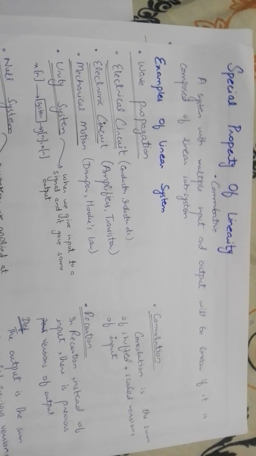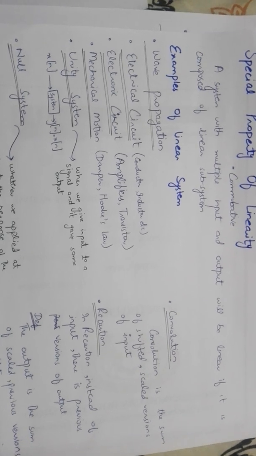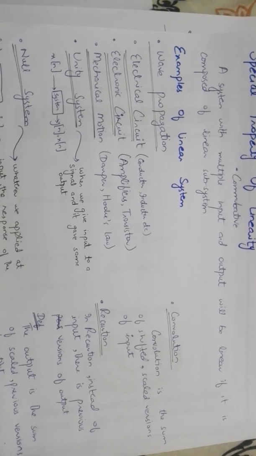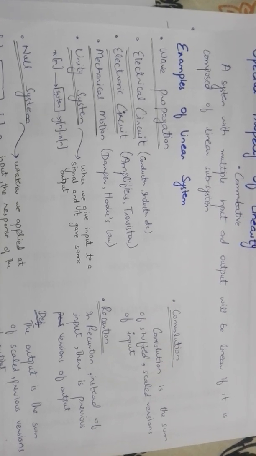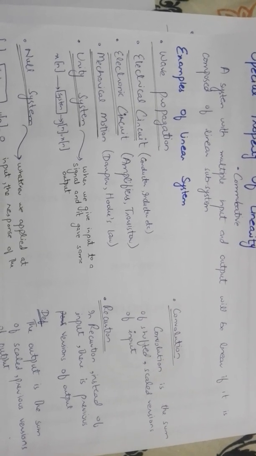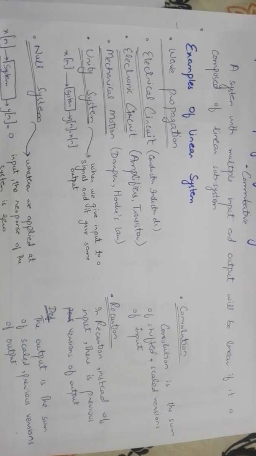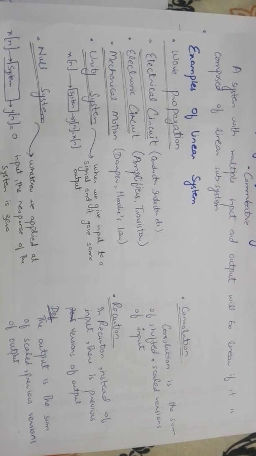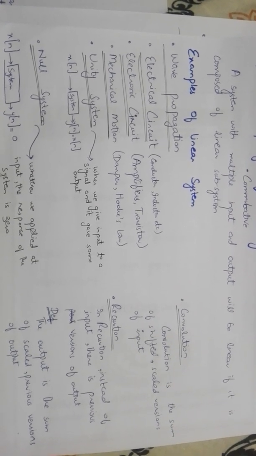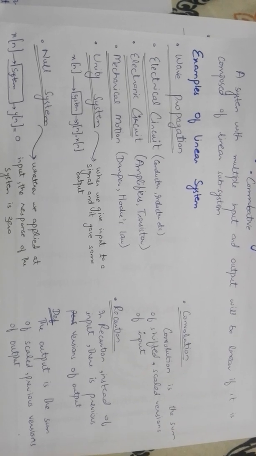Examples of linear systems: wave propagation. A wave is basically a disturbance, and it is a linear system. Second is electrical circuits. Electrical circuits include conductors, inductors, etc. Electronic circuits include amplifiers and transistors. Mechanical motion like dampers, followed by Hooke's law. Now let's talk about the unity system.